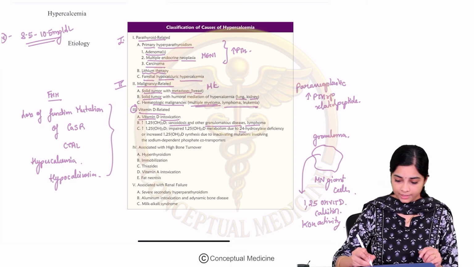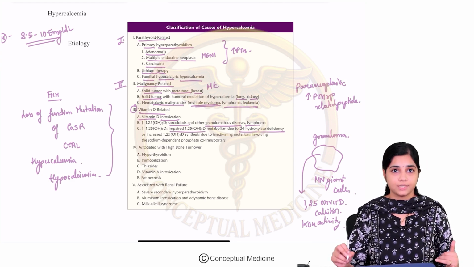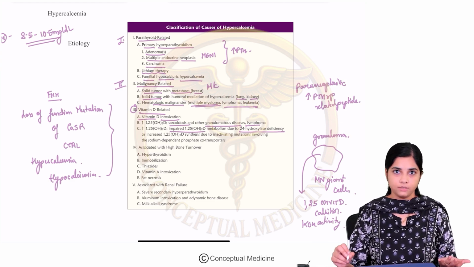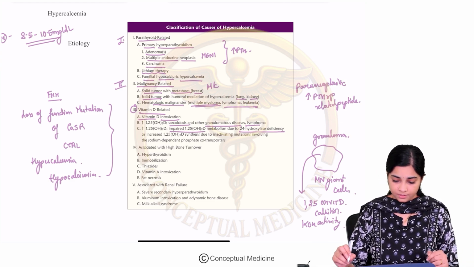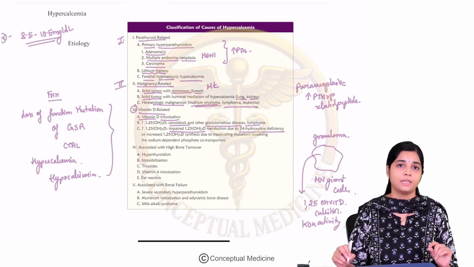Then 24 hydroxylase deficiency, there can be impaired metabolism of 1,25-hydroxy vitamin D. So this also can cause vitamin D excess, right? So this is about your vitamin D related causes for hypercalcemia.